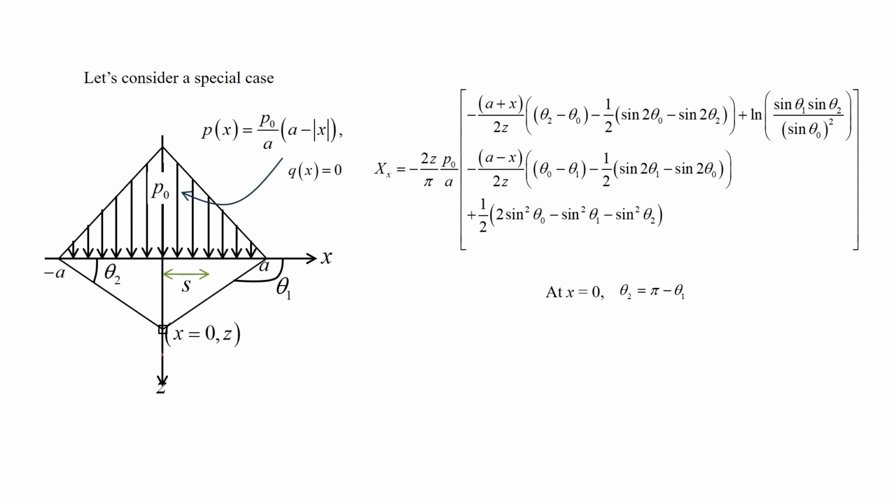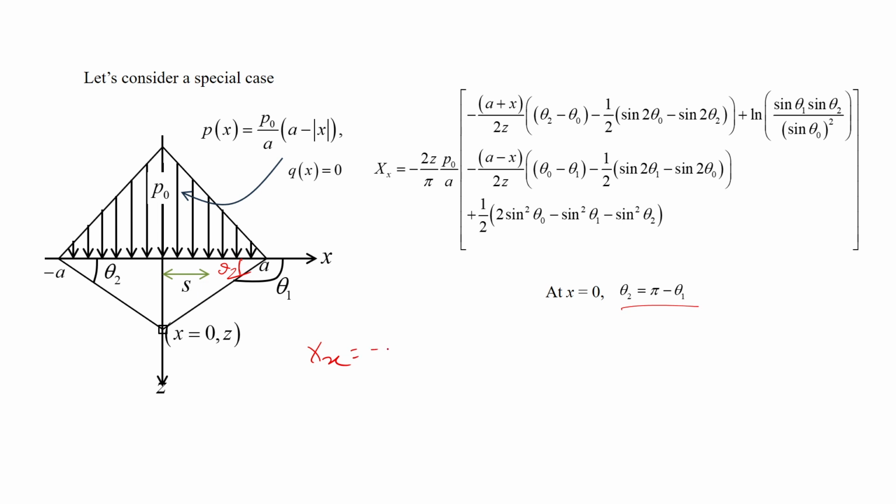So, when x is equal to 0, on the z axis, this theta 2 will be equal to theta 2 over here. So, this is also theta 2 here. So, theta 2 is equal to pi minus theta 1. If I substitute theta 2 is equal to pi minus theta 1 in this equation, then what I get is something like this.